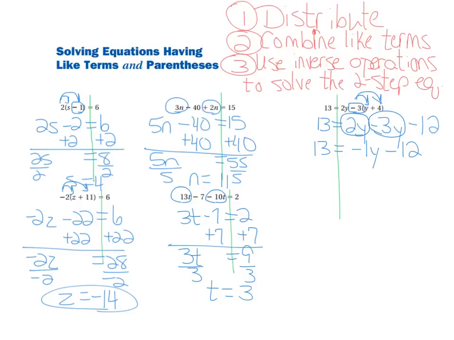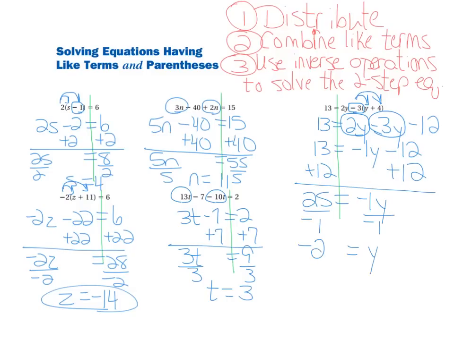Now, it's a two-step equation, isn't it? So, inverse operations, I'm going to take care of the minus 12 first. I'm going to add 12 to both sides. I get 25 equals negative 1 times y. I'm going to divide both sides by negative 1, and y is negative 25.